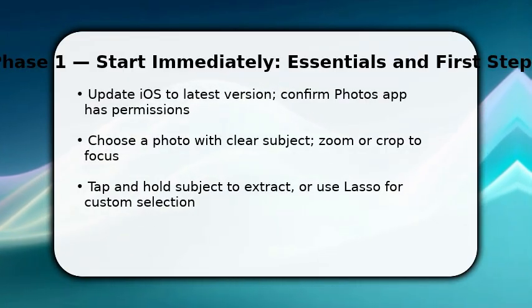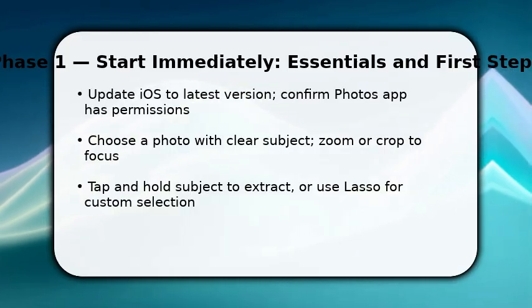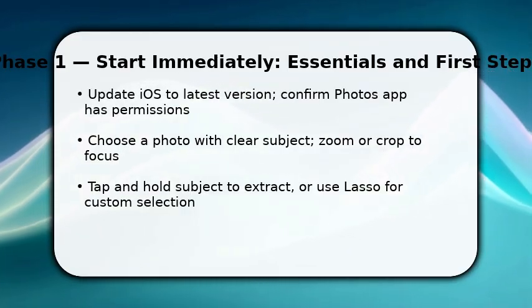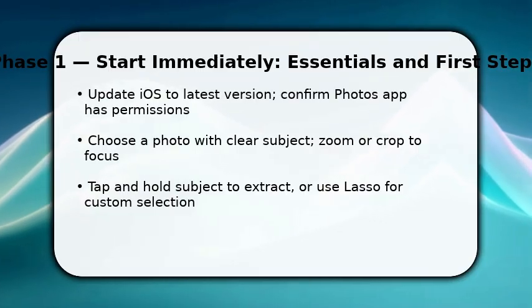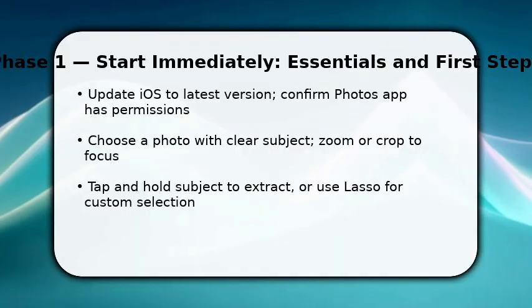You'll start by ensuring your iPhone runs the latest iOS and Photos permissions are set. Open Photos and pick an image with a distinct subject. Crop if needed to remove distractions. Next, press and hold the subject until it lifts. This creates an automatic sticker.